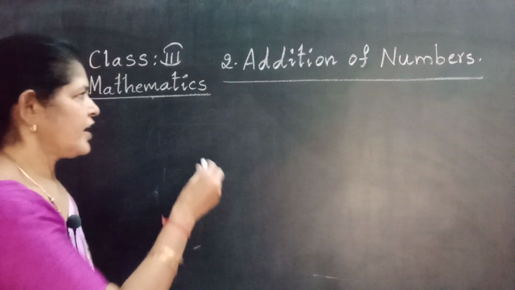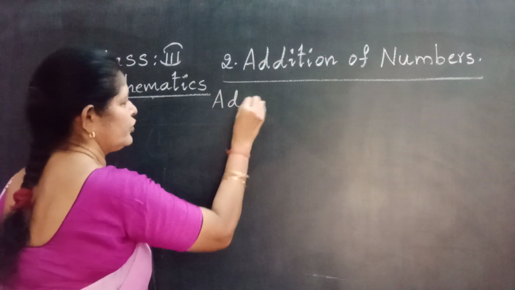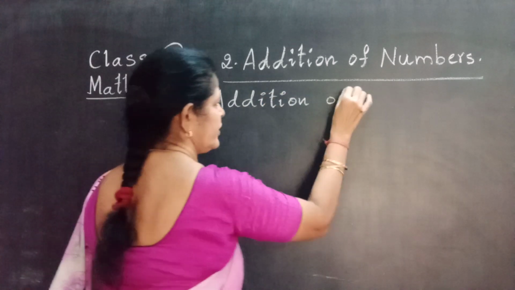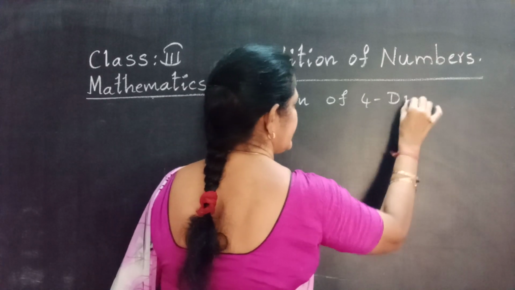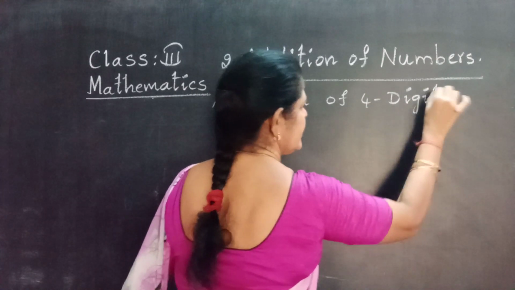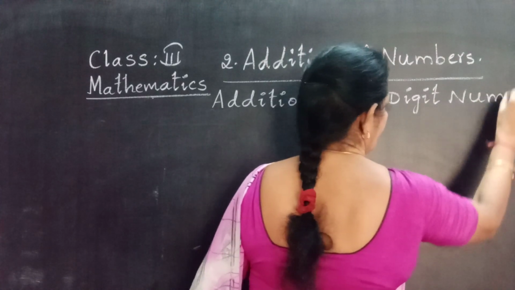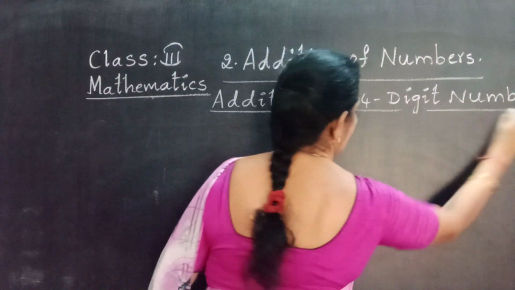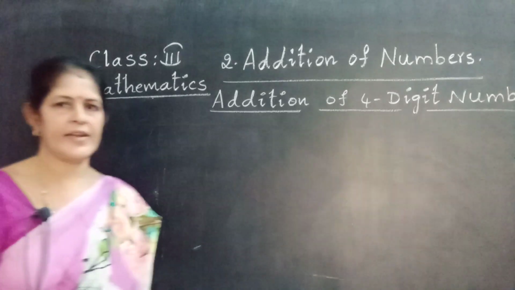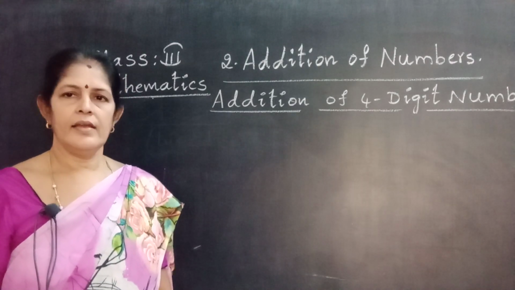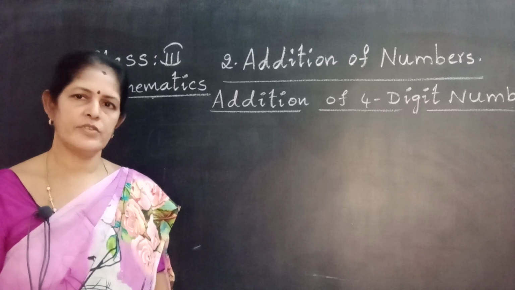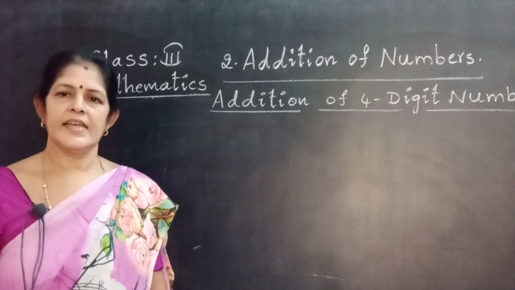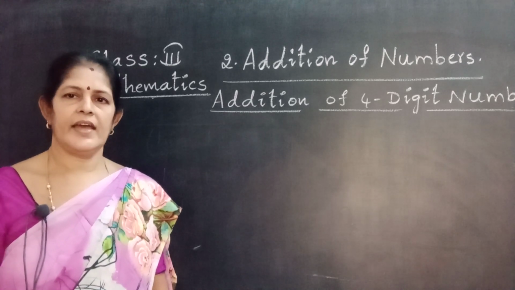Addition of 4-digit numbers. 2-digit and 3-digit we have completed in previous classes. Now it is addition of 4-digit numbers. 4-digit means the number having 4 places: thousands place, hundreds place, tens place, ones place. We read the number starting from thousands, next hundreds, then tens and ones together.